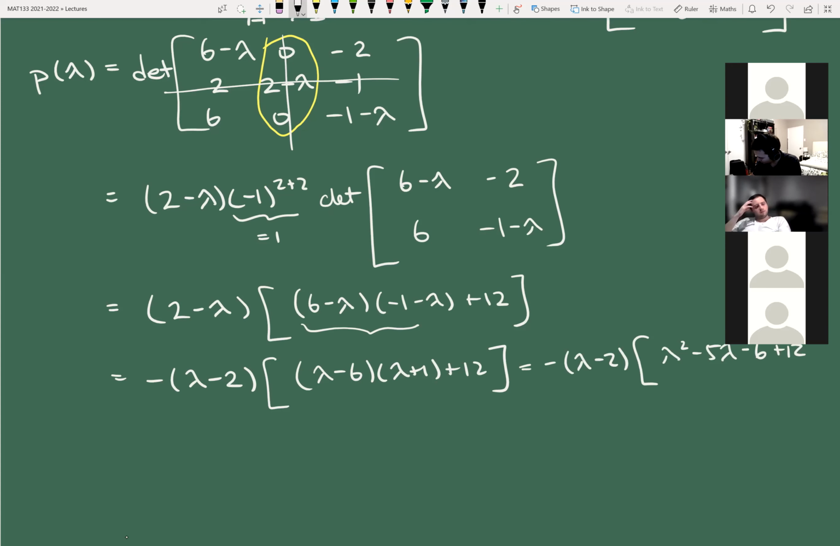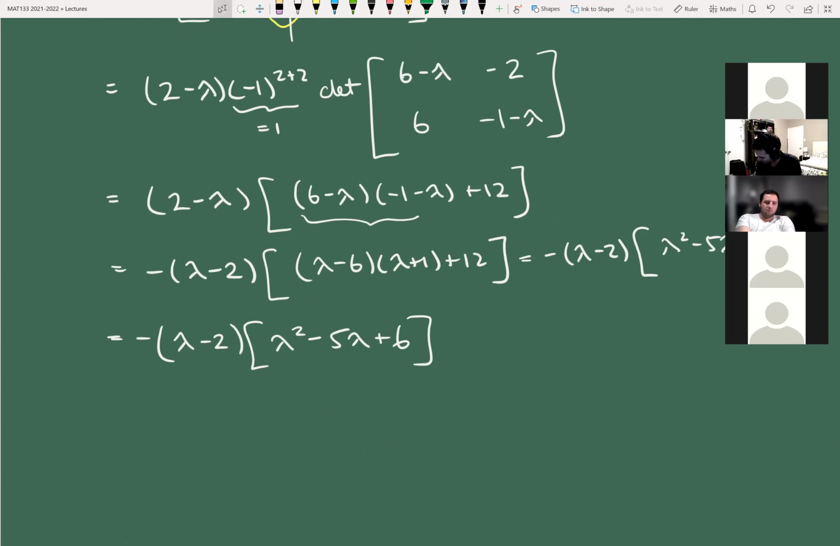So I'm going to get lambda squared minus 5 lambda minus 6 plus 12. Brandon, it's not minus 12 because you have to do AD minus BC. So 6 times minus 2 is minus 12, and then minus of that is going to be plus 12. Minus 5 lambda. I really hope this worked out. Is it going to factor nicely, or am I going to have to do magic? -3 and -2, right?